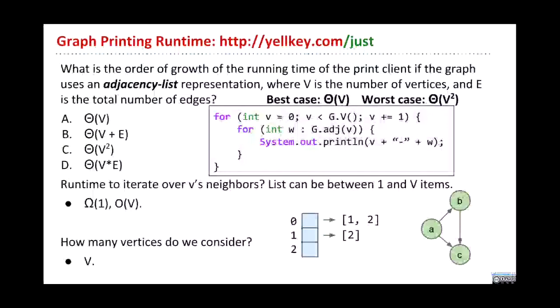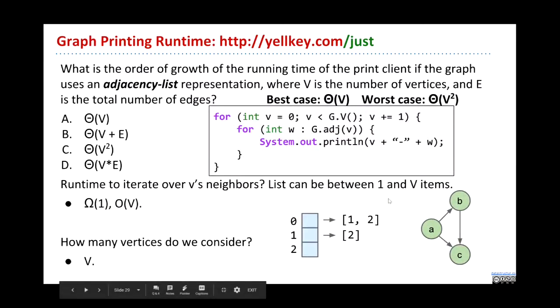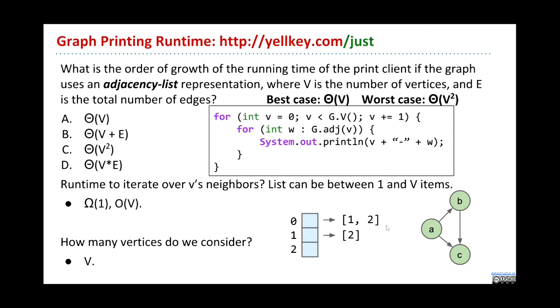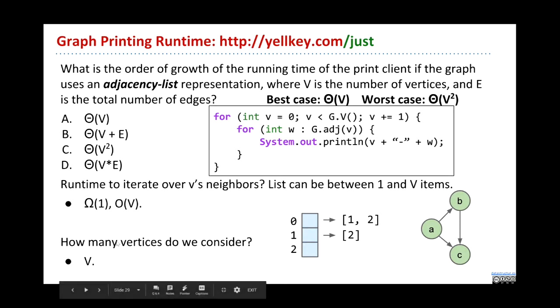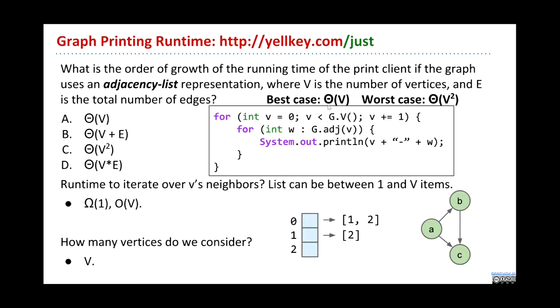So the runtime to iterate over V's neighbors could actually be variable now. It could be anywhere between 1 and V. If all the lists are short, they'd be constant time. But certainly it's never going to be more than V, because each list can have no more than V items, and we have to consider V vertices. So the best case is theta V, where all the lists are short or even empty, and the worst case is theta V squared, where all the lists are long.